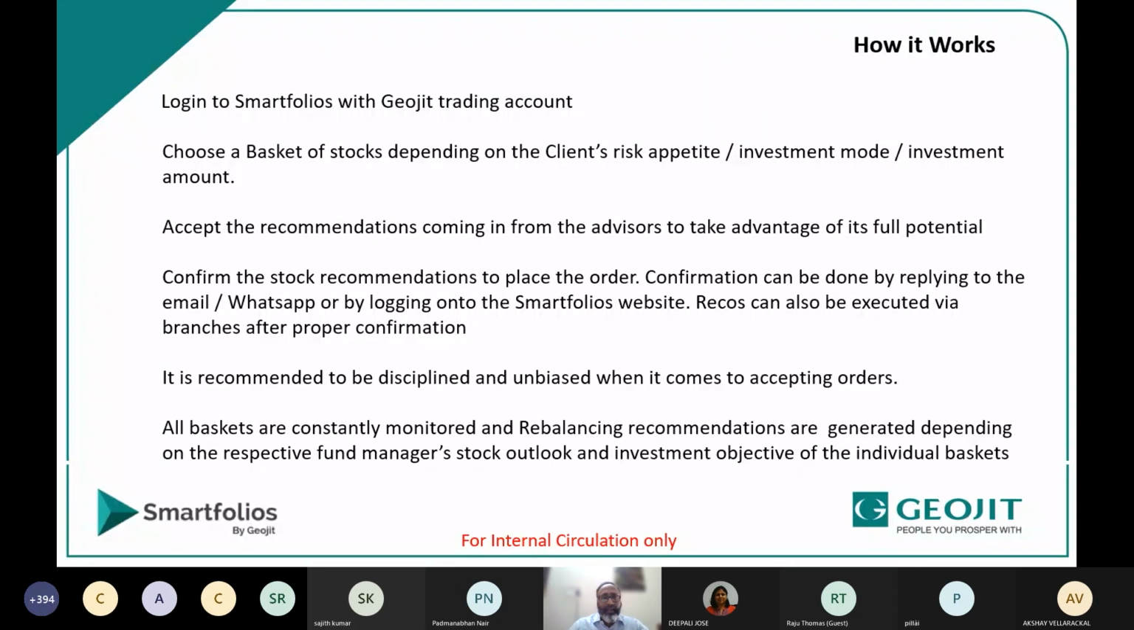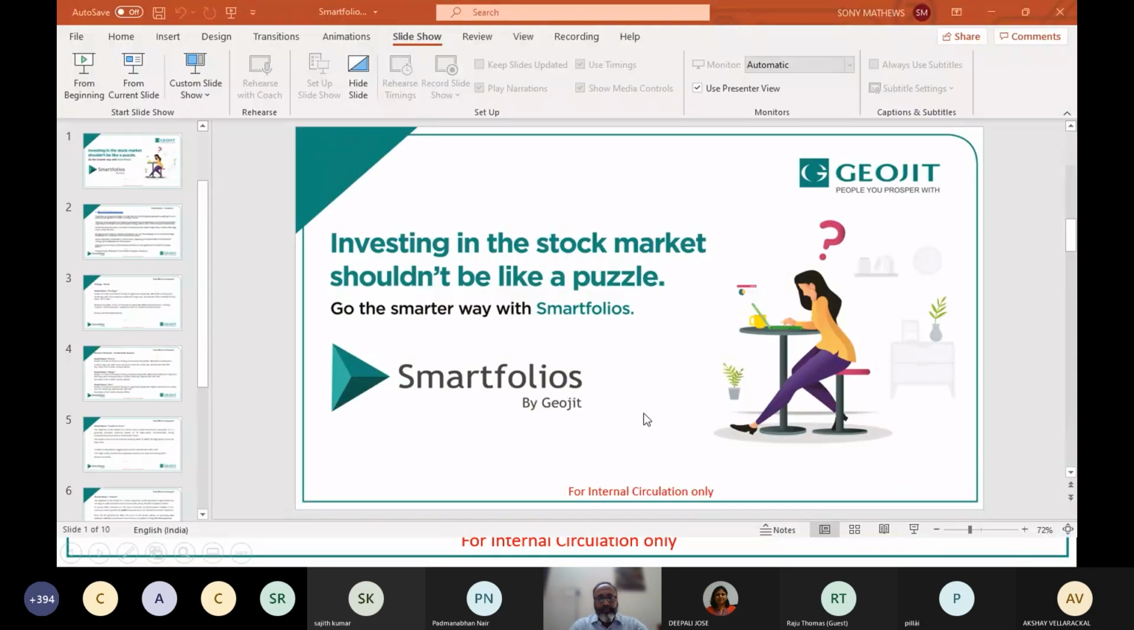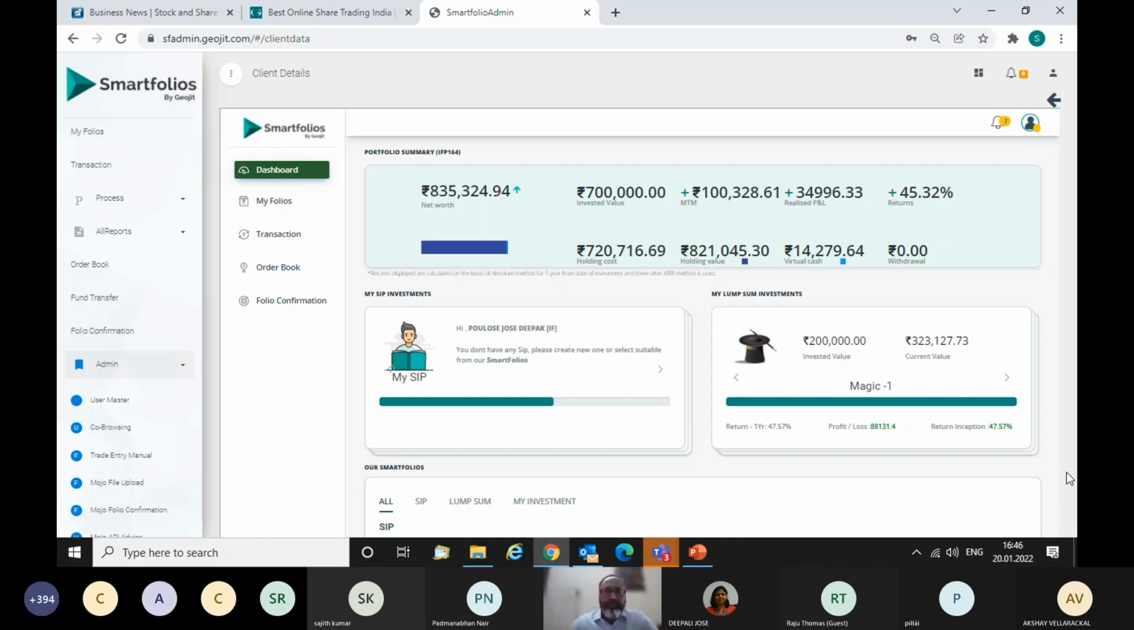So with that, I come to the end of my presentation. I will also show you a brief on how the Smartfolios dashboard looks. When you log into Smartfolios, this is what your dashboard will look like. This is an actual dashboard of one of my friends who has invested in this. If you look at this, this is the dashboard. This is the total investment that the client has made. This is the kind of returns that he has generated.